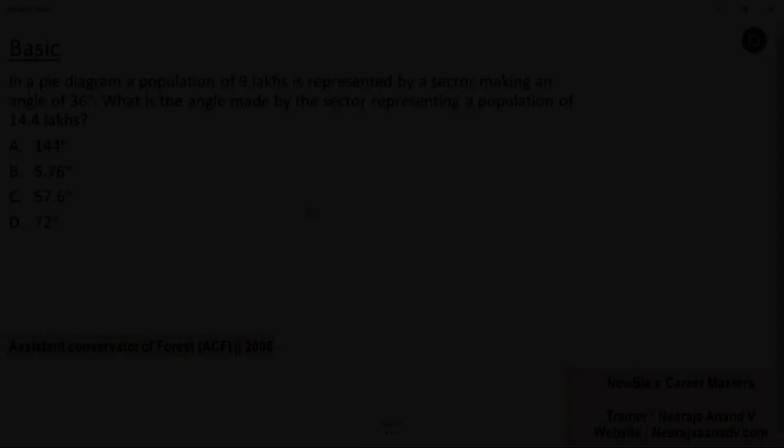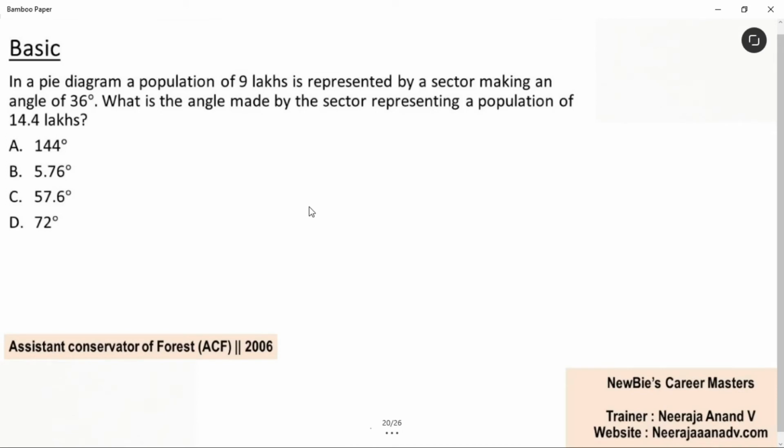Yes, we'll continue. Newbies, this question is also similar to the previous question. Read the question now. In a pie diagram, a population of 9 lakhs is represented by a sector making an angle of 36 degree. Okay, then what is the angle made by the sector representing a population of 14.4 lakhs? Simple question. They are telling if it is 9 lakhs, angle is 36 degree. What about 14.4 lakhs? That's it.